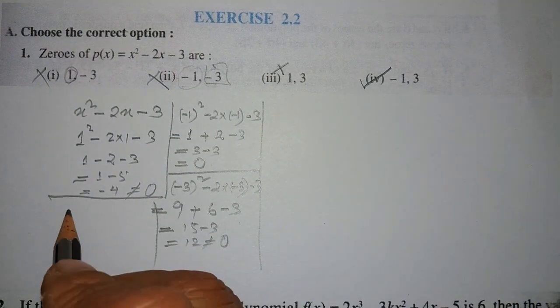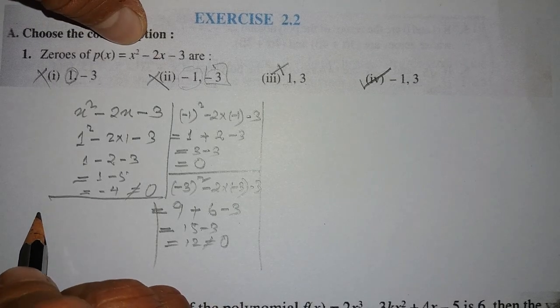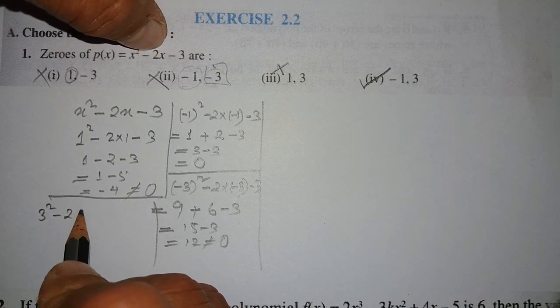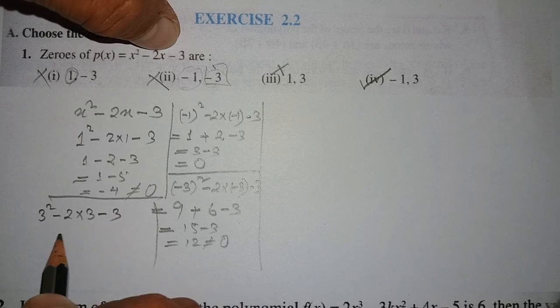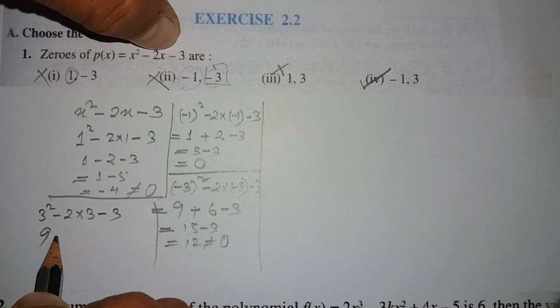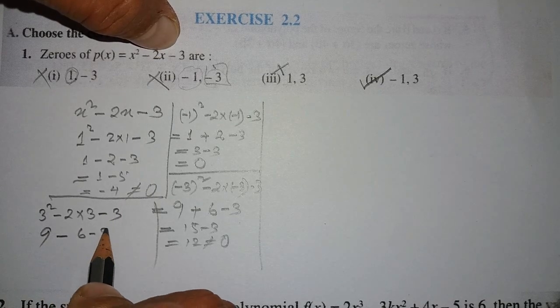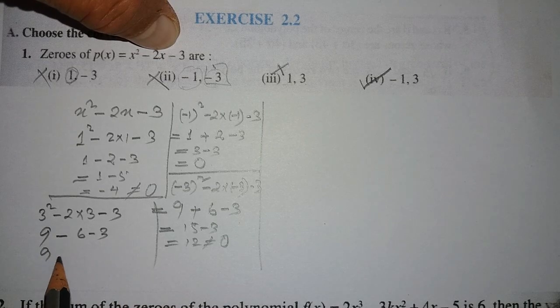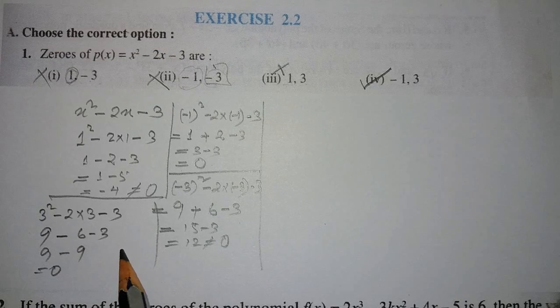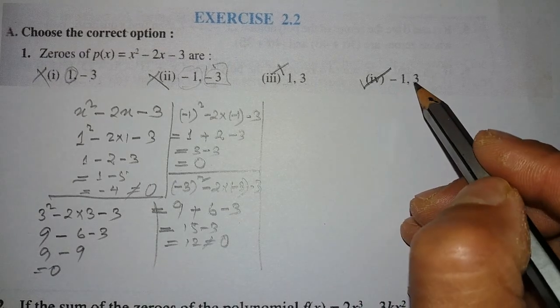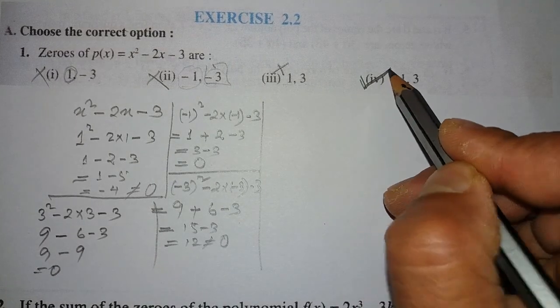You can see here 3² − 2 × 3 − 3. Now this gives us 9 − 6 − 3. Now we have 9 − 9, which is equal to 0. So −1 and 3 is the answer.